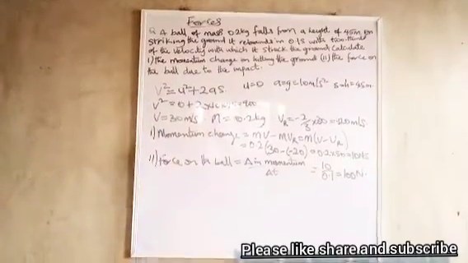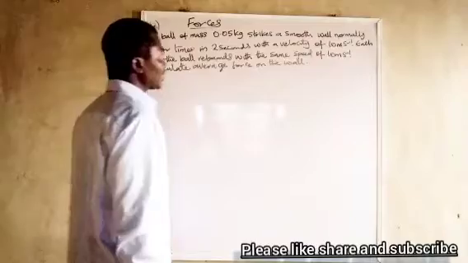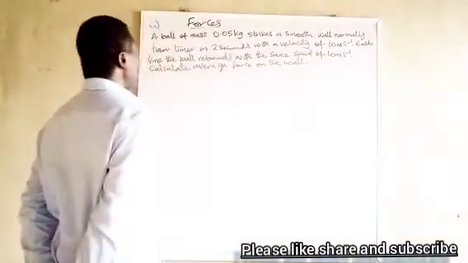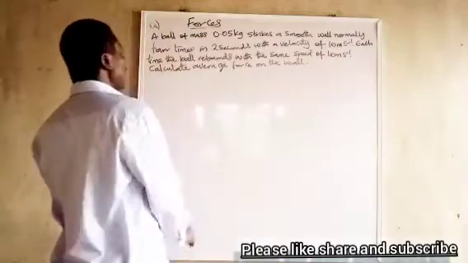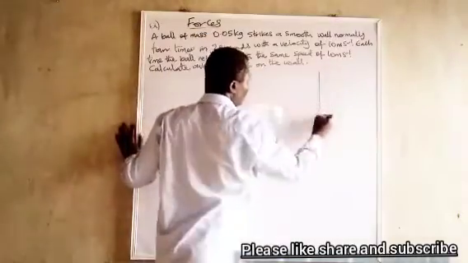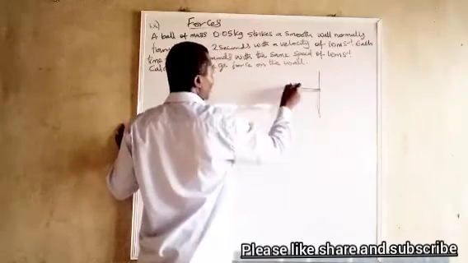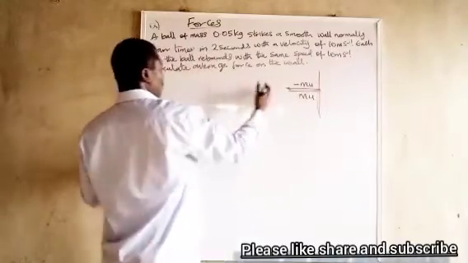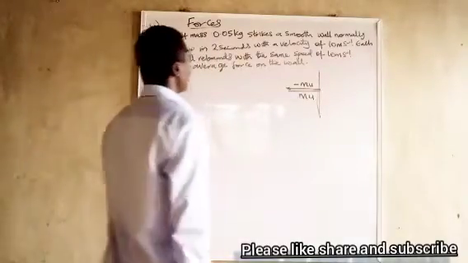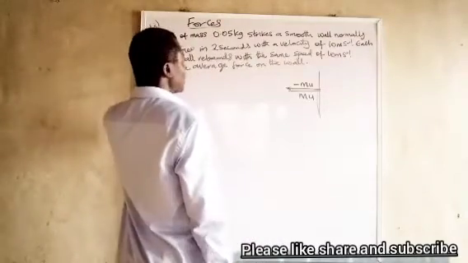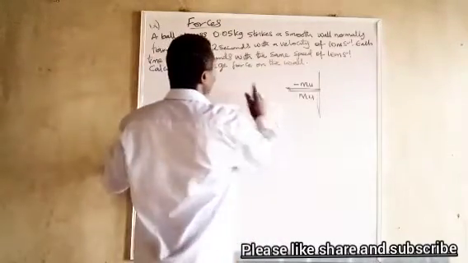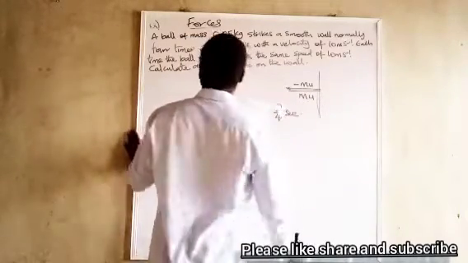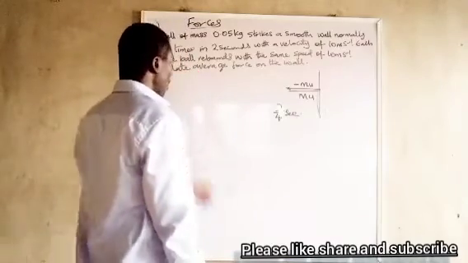Now, a ball of mass 0.05 kg strikes a smooth wall normally 4 times in 2 seconds with a velocity of 10 meters per second. Each time the ball rebounds with the same velocity of 10 meters per second. Calculate the average force on the wall. Let's see. If this is the wall and the ball hits it like this, it comes back again. So we have mu minus minus mu as our momentum. And we are told that this happens 4 times in 2 seconds, which means that it happens at an average of 2 over 4 seconds. You are now to calculate the average force on the wall.